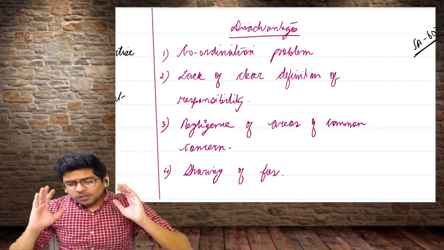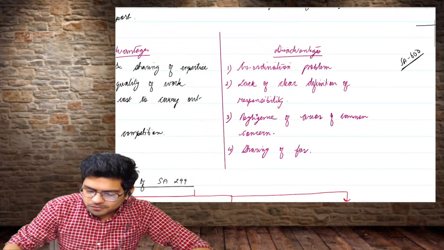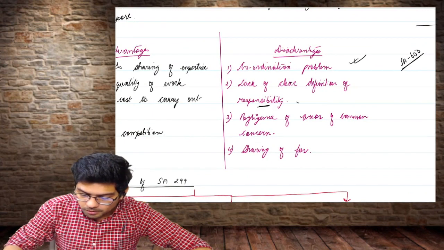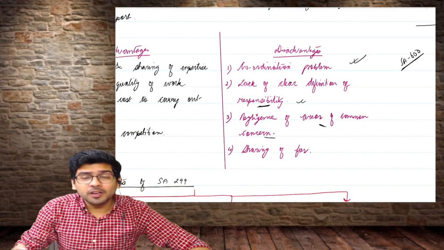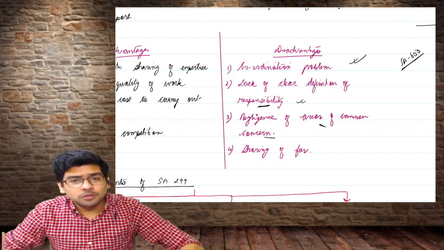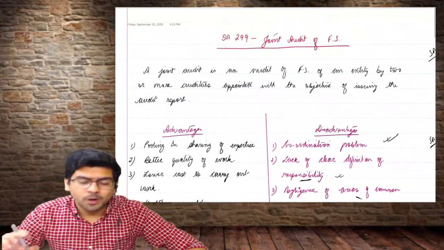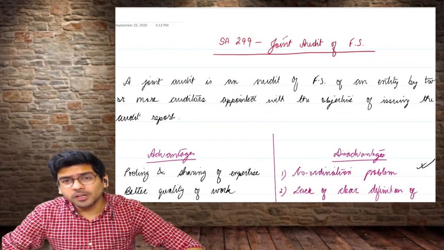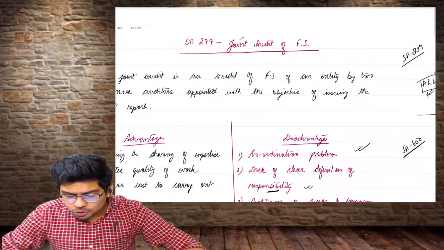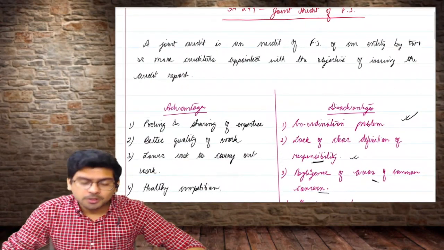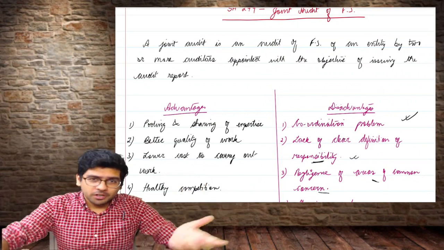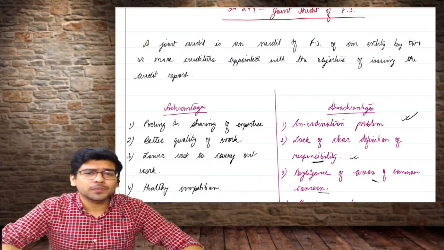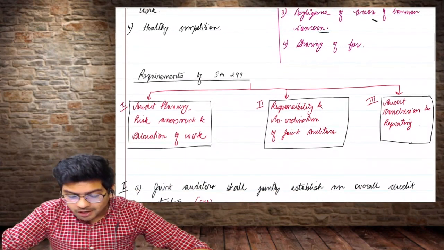Now because of these disadvantages, and specifically because of the coordination problem, who is going to be responsible for which part of the audit, and making sure negligence shouldn't happen in case of common areas, for all these problems we have the standard SA 299. The name of the standard is Joint Audit of Financial Statements. How the joint auditors should behave, who shall be responsible for what kind of work, who is going to issue the report, what if there is a difference of opinion amongst the joint auditors, all these things we are going to deal with in this standard. So let us start with the requirements of the standard.